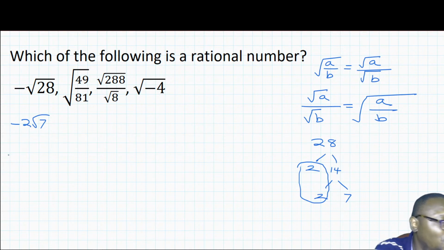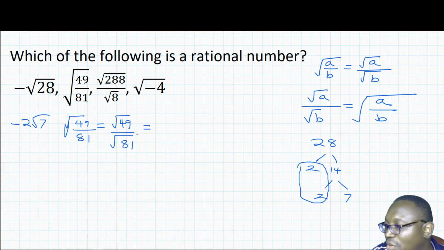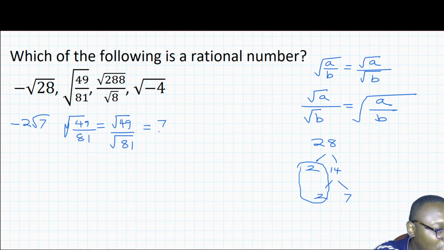Now let's look for the next one. It is the square root of 49 over 81. So that's going to give us the square root of 49 divided by the square root of 81. What is the square root of 49? That is 7. The square root of 81 is 9. You can see that's a fraction. So this is a rational number.